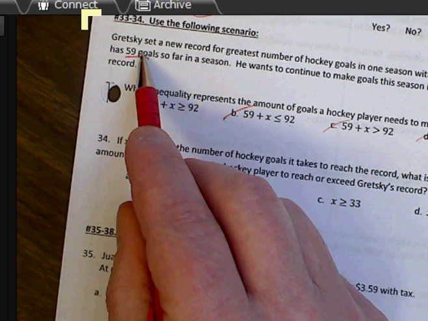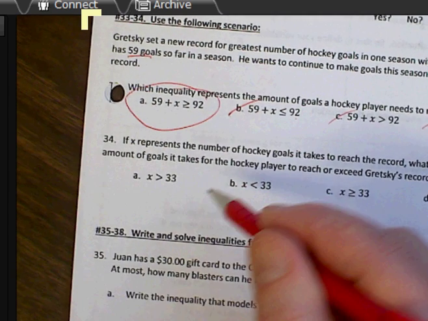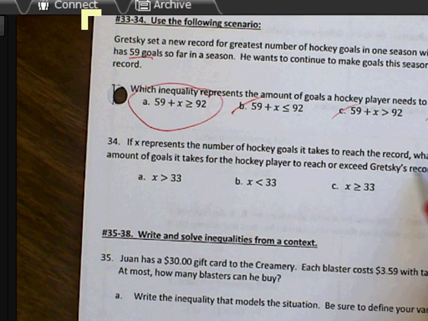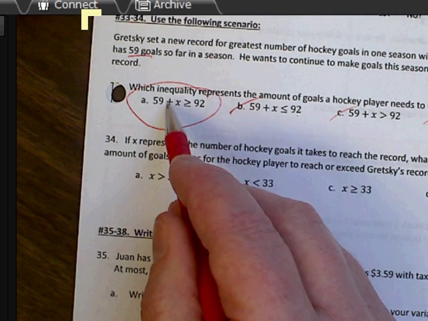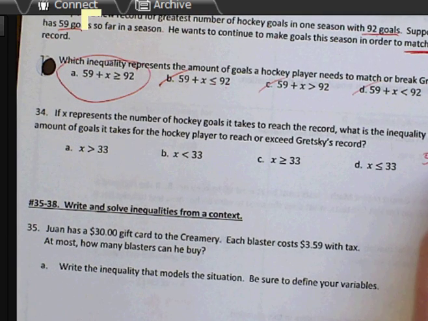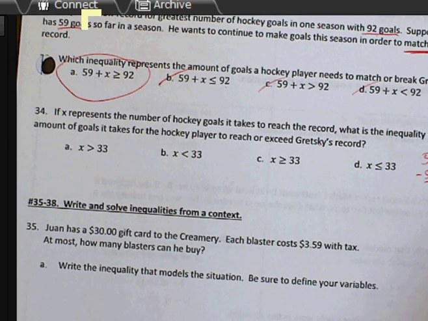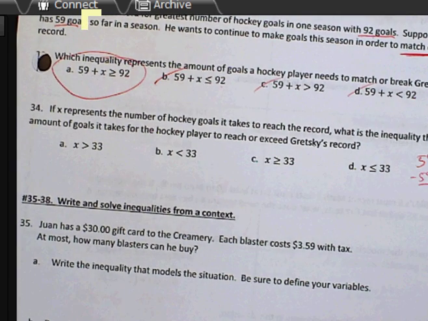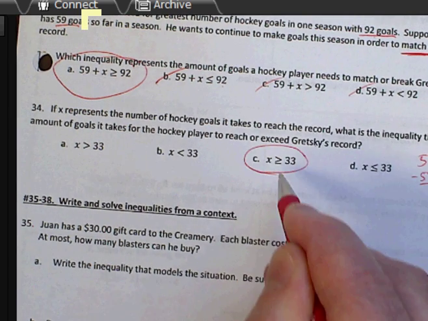So this is it. He already has 59. Well, he's going to be 59 plus the amount of goals is going to be greater than or equal to 92. Don't even have to figure anything out. If x represents the number of hockey goals it takes to reach the record, what is the inequality that represents the amount of goals it takes for the hockey player to reach or exceed? So now we have to solve up here. I'm going to do that right here. I'm going to write this equation. 59 plus x greater than or equal to 92. I'm going to subtract 59 from both sides. I get x is greater than or equal to 33. So x is greater than or equal to 33, right there.